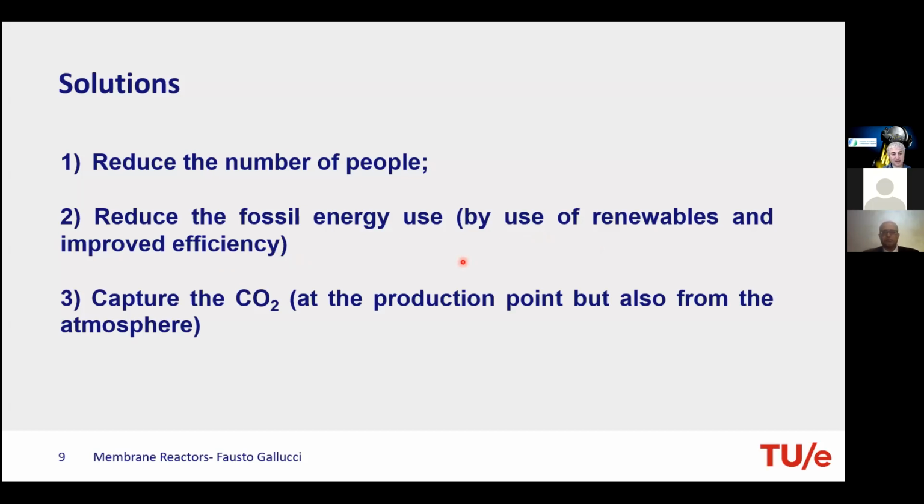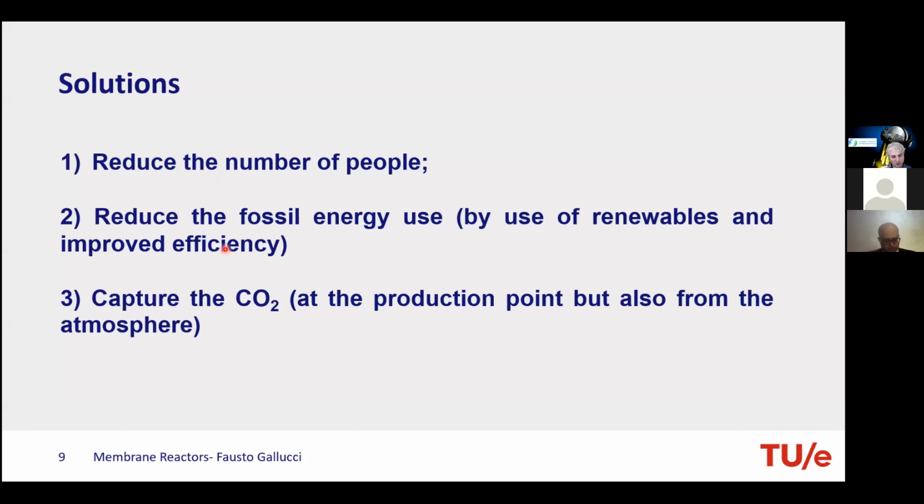And then the third one is to capture the CO2. Of course, it's much easier to capture the CO2 where you produce it, but in the long term, we have to capture also from the atmosphere. Now, these are two topics where we, as chemical engineers, can make a change. And these are the two topics that we have to work on. And we have to realize that if we don't do anything on these two topics, then Earth will do something with the first one. So at a certain point, the climate change will reduce the number of people. So this is the final solution that we would not like to reach.